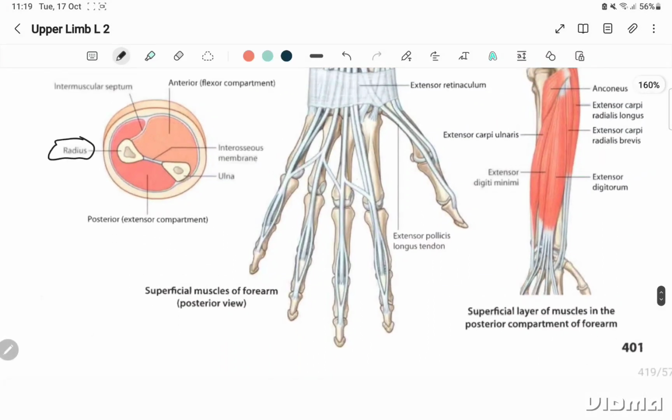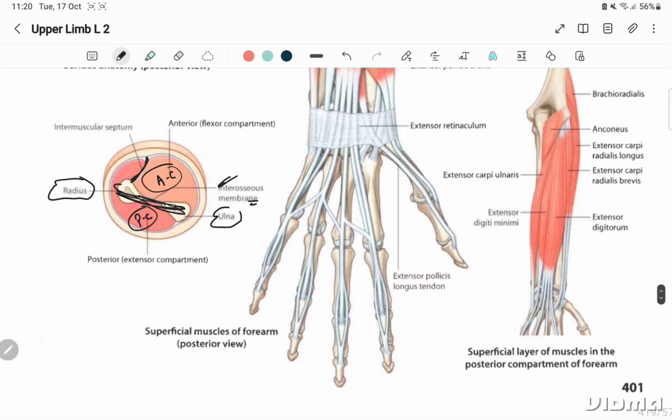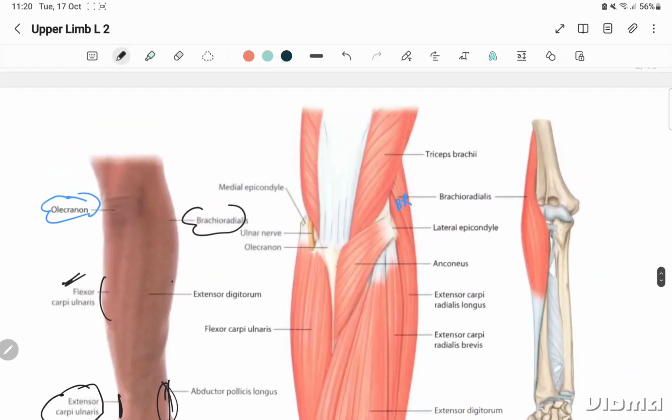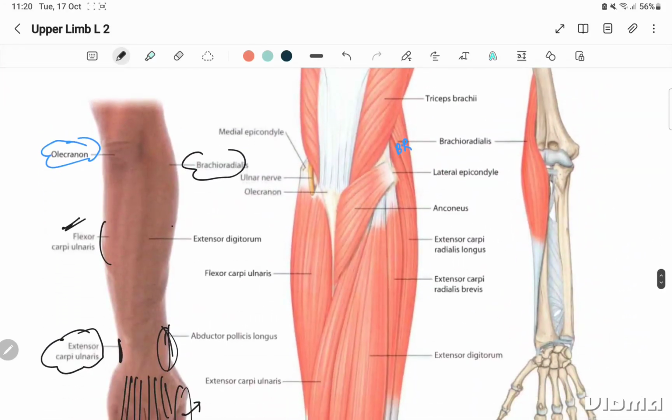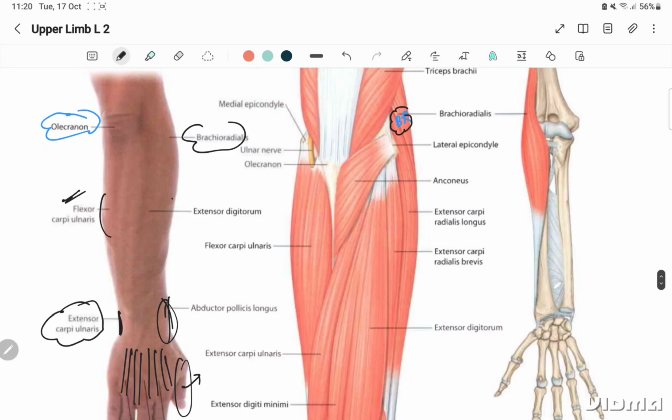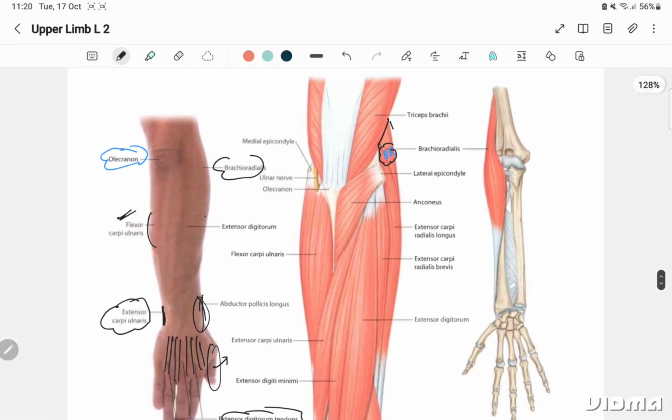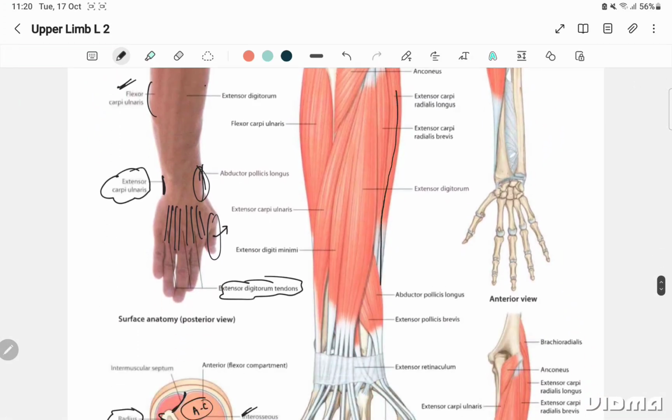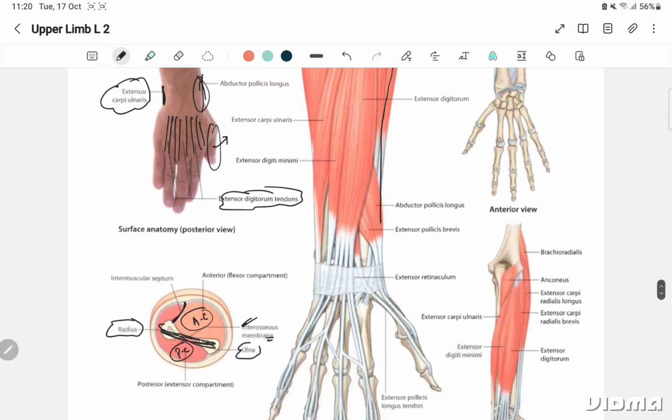Between the radius and ulna we have the interosseous membrane, and the interosseous membrane together with the radius and the ulna divides the forearm into an anterior compartment and a posterior compartment. Here we have an intermuscular septum also. This is not very important. Look here, we have the brachioradialis. Here the brachioradialis is extending here, here, here, and up to this.